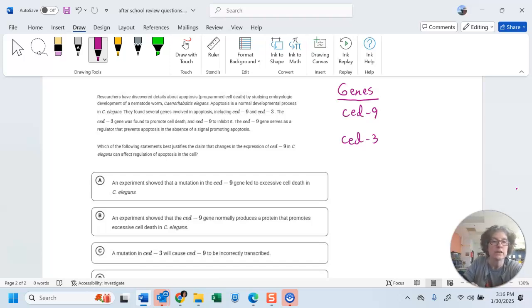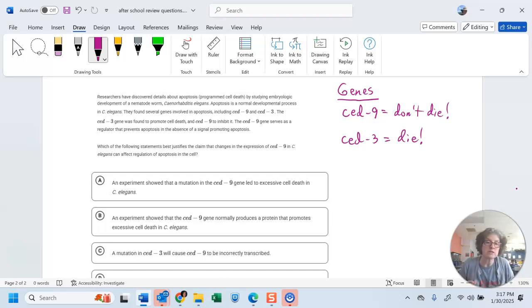Now, when I did this, I then made sure I knew what each gene was supposed to do. So it says, the SED3 gene was found to promote cell death. So the SED3 gene says, die to the cell. Yes, go do it, die, okay? And the SED9 gene inhibits it. So it says don't die. The SED9 gene serves as a regulator that prevents apoptosis in the absence of a signal promoting apoptosis.